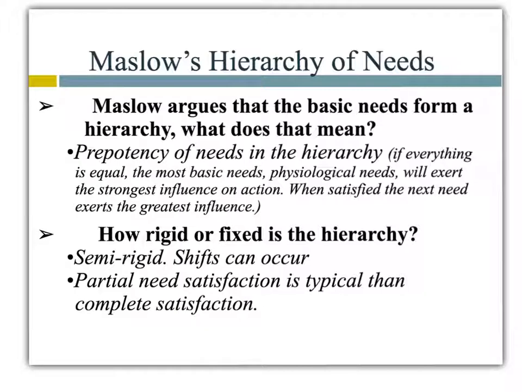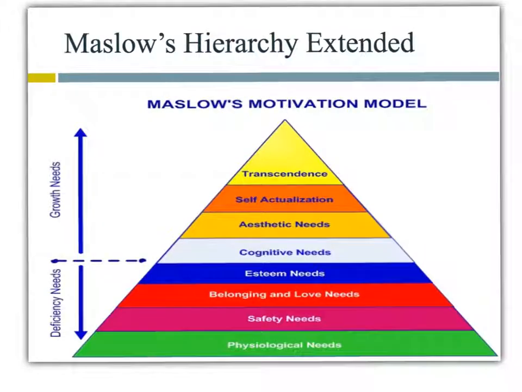So how rigid or fixed is the hierarchy? Well, it's considered semi-rigid. Shifts can occur. Partial need satisfaction is typical, in fact more typical than complete satisfaction. So even if you partially meet your safety needs, you can then move on to love and belonging needs.